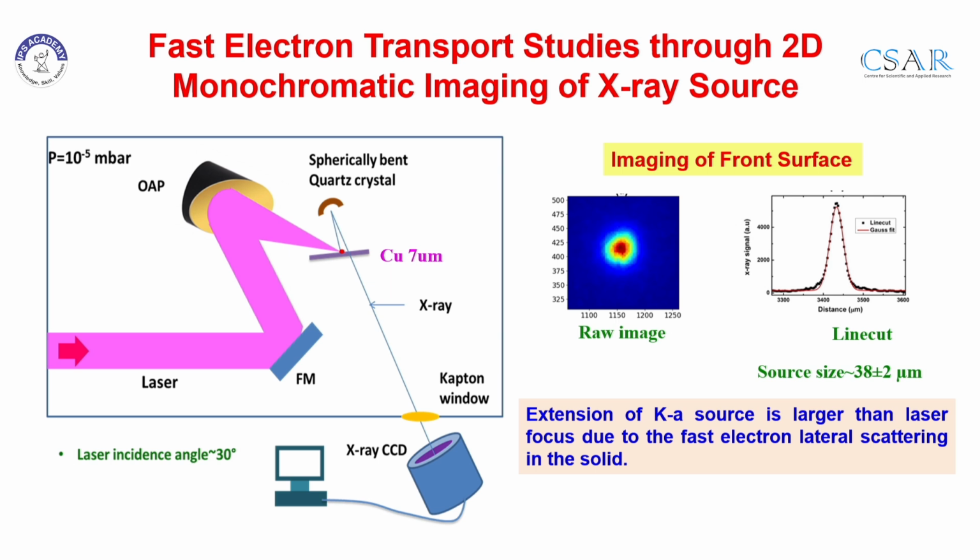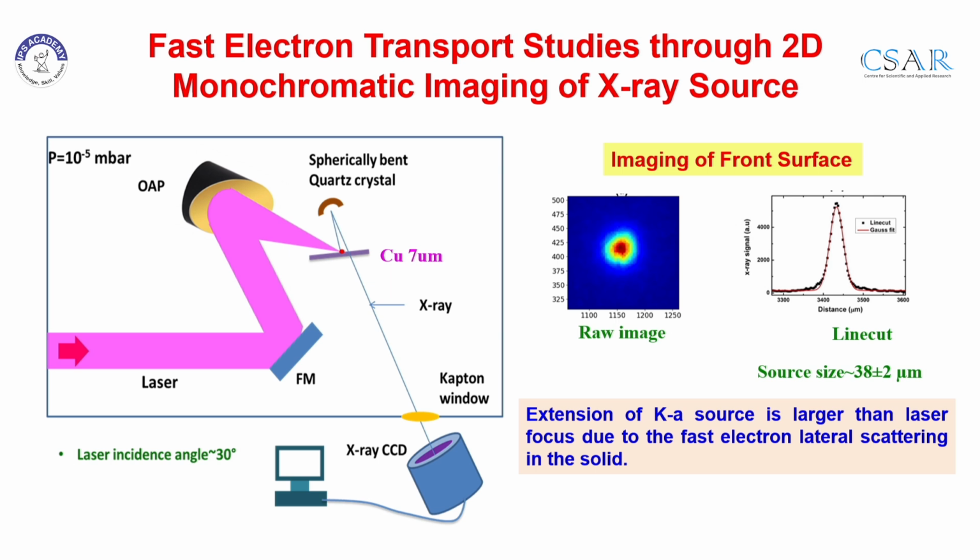We have done some fast electron transport studies. We have utilized the X-rays generated in this interaction, and we have set up a spherically bent quartz crystal to get two-dimensional images of the X-ray source. As we know, imaging of X-rays is not easily possible, so this quartz crystal, which is based on the Bragg reflection geometry and also acts as a mirror, can give images of the X-ray source. This is the front side image, from the fast electrons generated at the front surface.